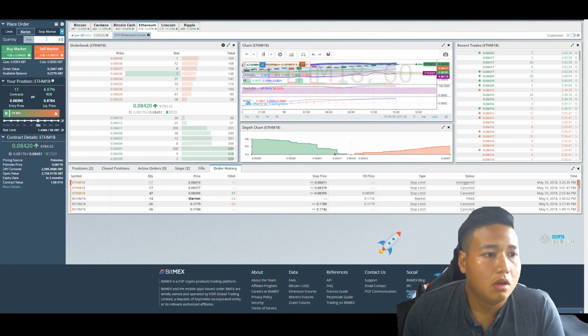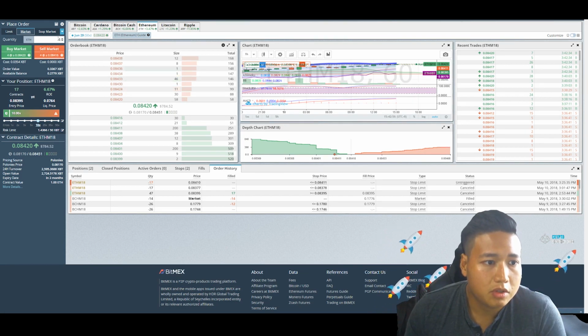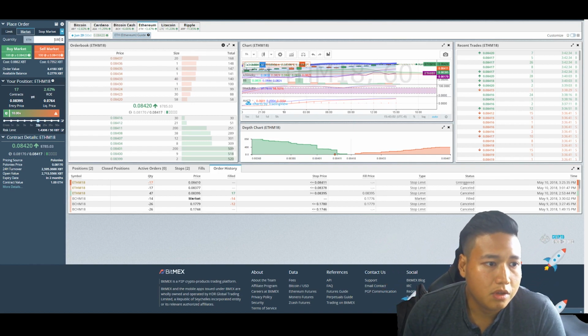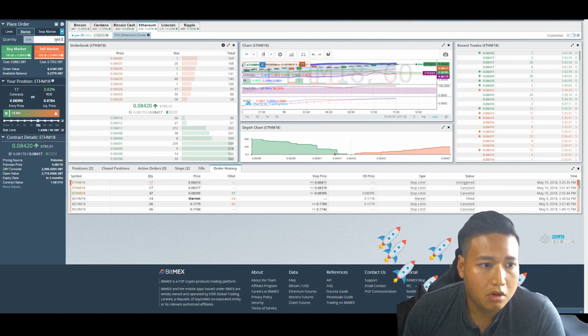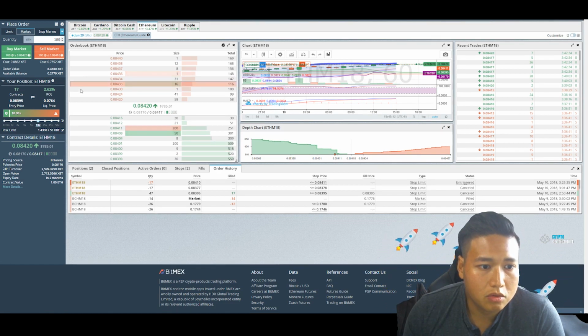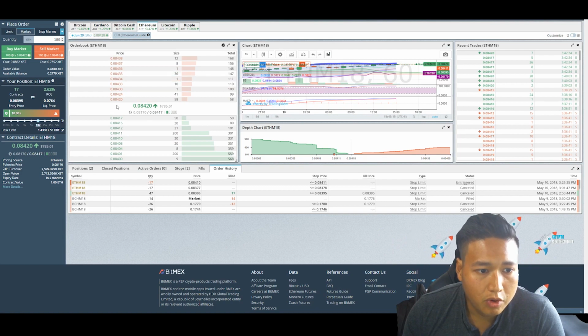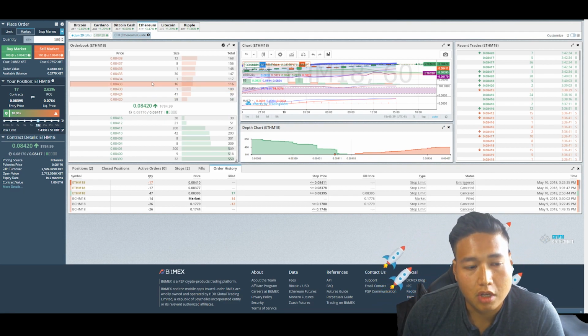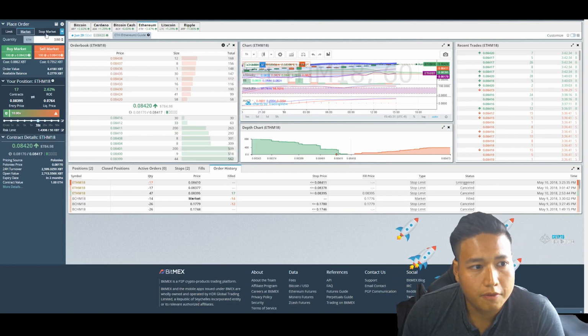For market, say for example you want to buy 100. If you buy 100 at market, it's going to buy 100 of this Ethereum contract at whatever price it is. So for example, now it's 0.08420, and there's 58 contracts here. So if you buy 100, you buy all of those, and then you move on to buying at the next best available price, and so on until you fill up 100 contracts.